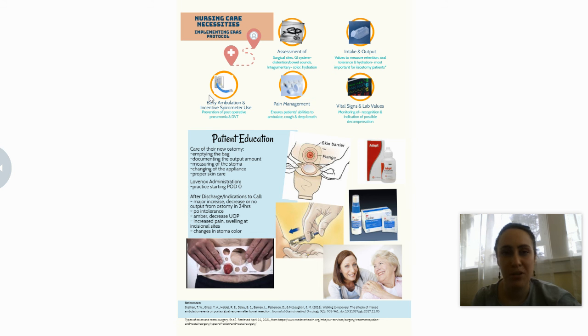Using the incentive spirometer and the flutter valve every 1 to 2 hours while they are awake. And a good general rule of thumb is if they're watching TV, say, hey, work on this every commercial break. So it's like 10 times an hour or so. And then with that, promoting coughing and deep breathing.